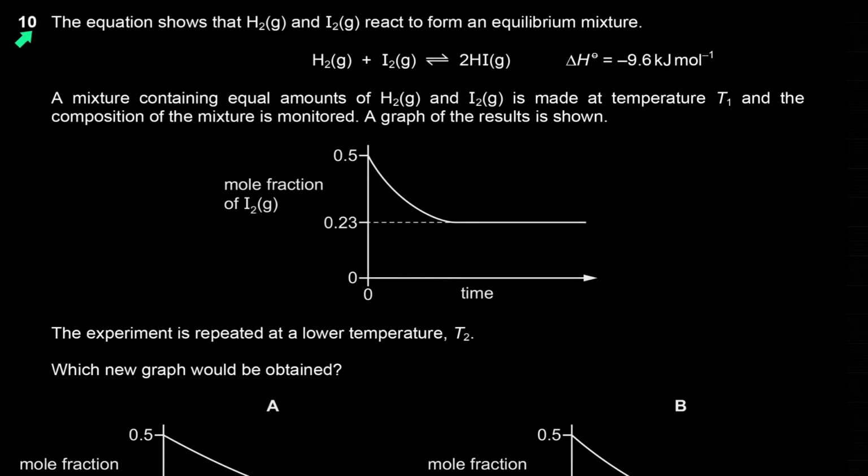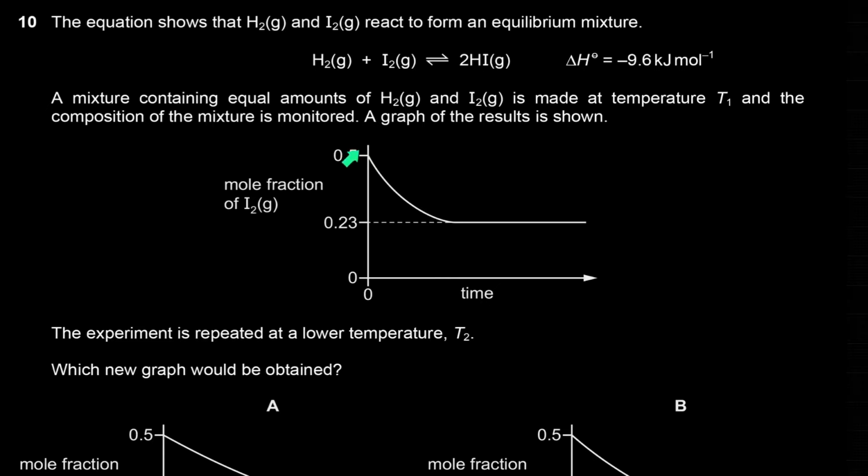So here we have question number 10. The equation shows that hydrogen and iodine react to form an equilibrium mixture. A mixture containing equal amounts of hydrogen and iodine is made at temperature T1 and the composition of the mixture is monitored. A graph of the results is shown. And they've shown the mole fraction of iodine. That is the moles of iodine divided by the total number of moles of all the substances.